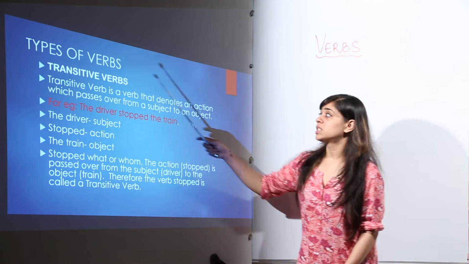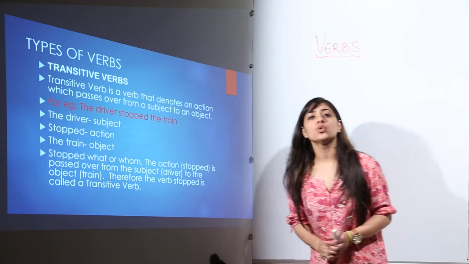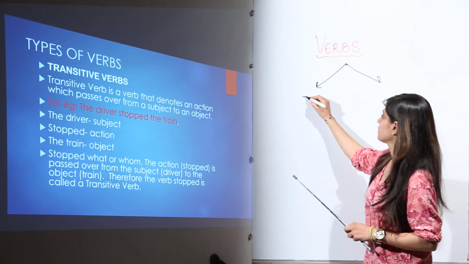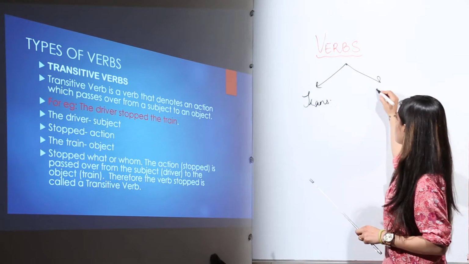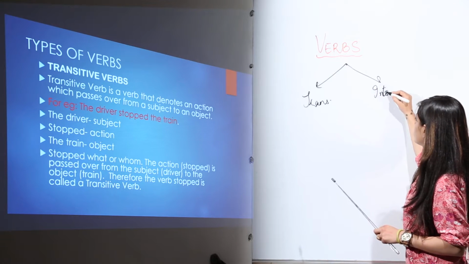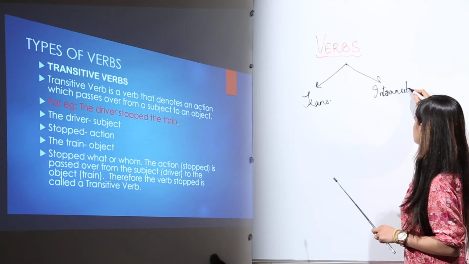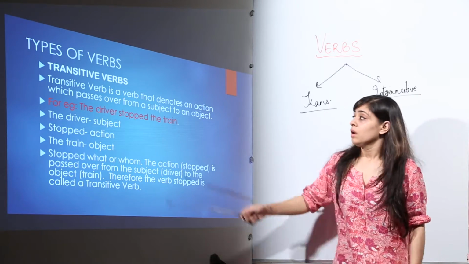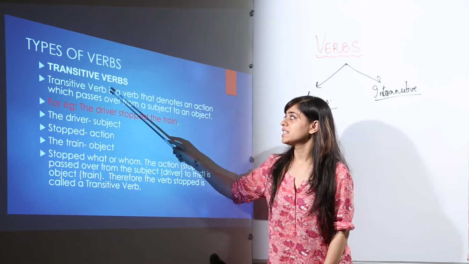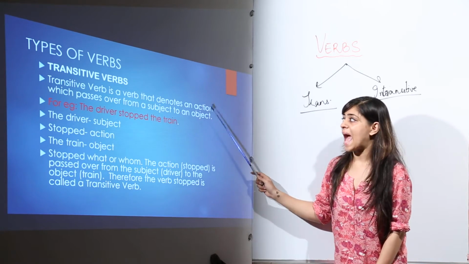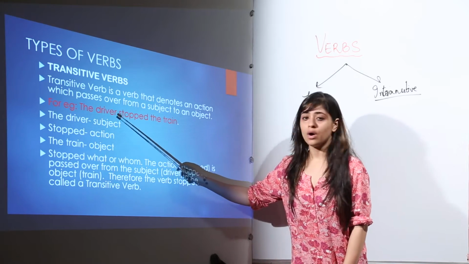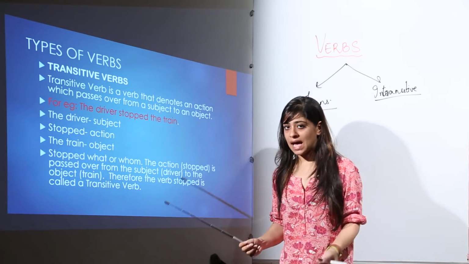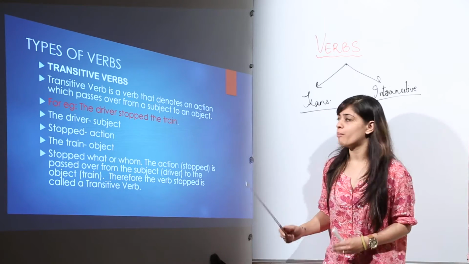Moving on to types of verbs. Now we have two types of verbs, transitive and intransitive verbs. Now let's look at the definition. A transitive verb is a verb that denotes an action which passes over from a subject to an object. Now this is a little difficult to understand, so we'll look into an example for a better explanation.